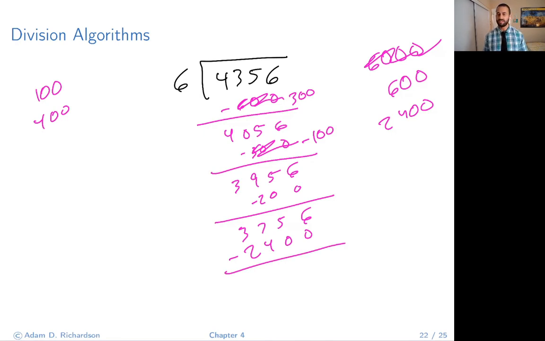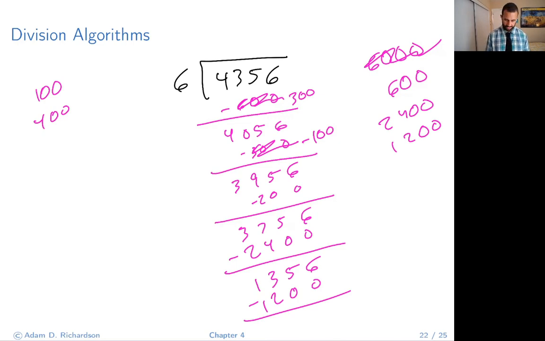Okay, now this subtraction is not too bad. Let's go ahead and try this one here. Let's see, minus 2,400, we're going to have 1,356. There we go. And now 1,200 is another multiple of 6. So 1,200, how many 6s is that? 200. That's 200 6s. Okay, and then we're going to end up with 156.